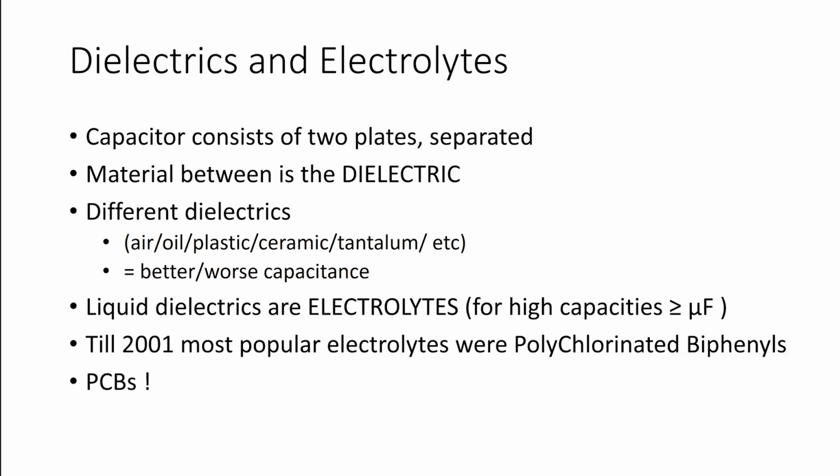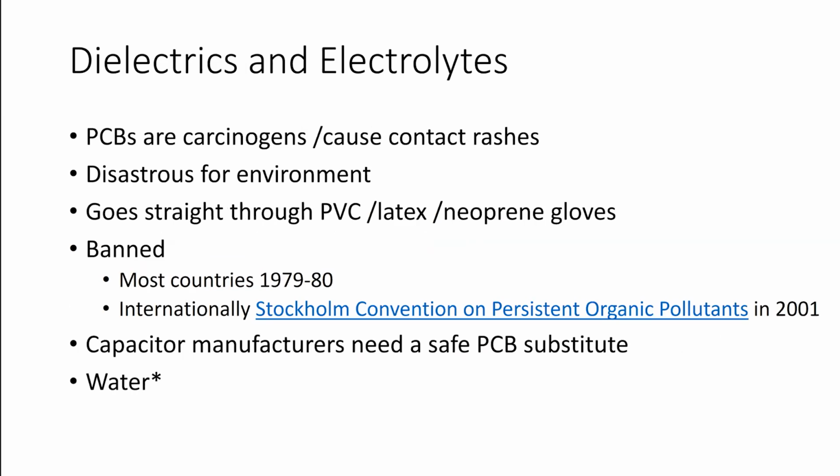But we've got to talk about these PCBs because they're the reason we're here. PCBs are horrible things. They're carcinogens. They will cause a contact rash just by touching them. These things will bite you, they'll hurt you. They are disastrous for the environment. They're not just bad for the environment, they are really, really disastrous for the environment. Not only that, but they'll go straight through a rubber glove. If you've got a PVC, a latex, or a neoprene glove, the sort of gloves that we all use for handling, these things don't care about that. They'll just go through it and bite you.